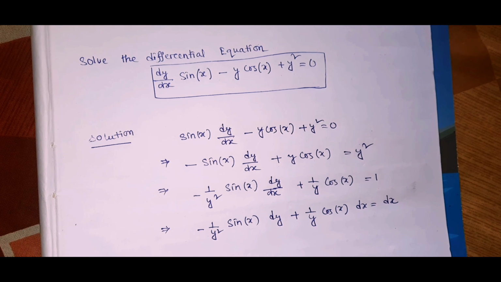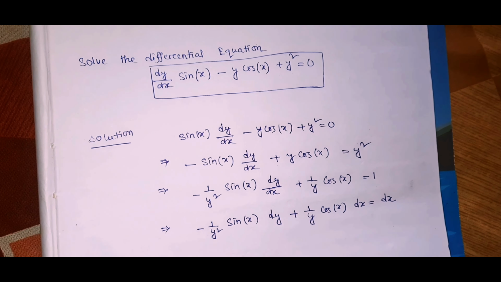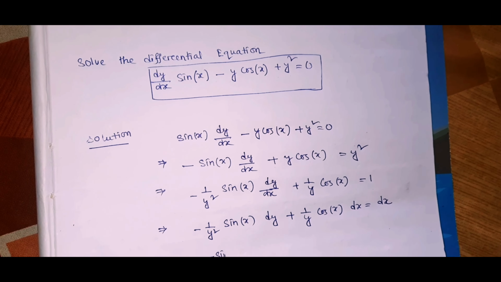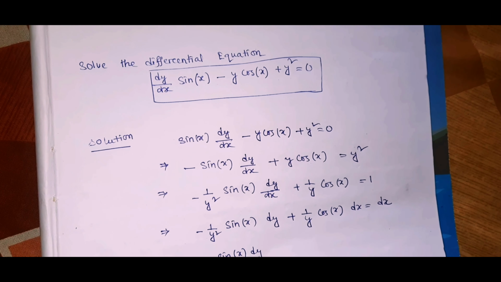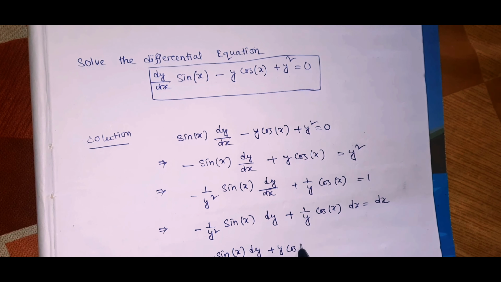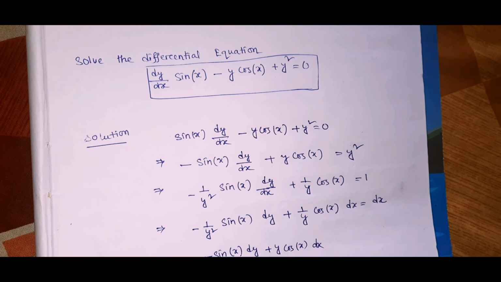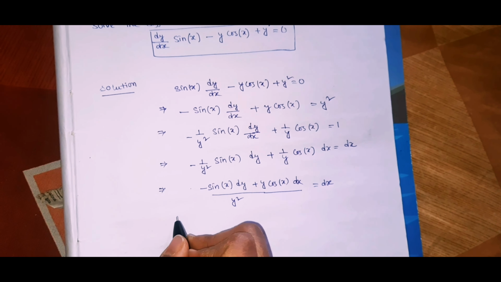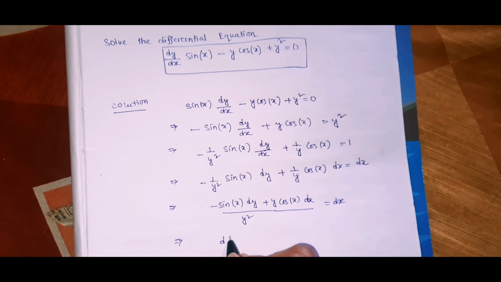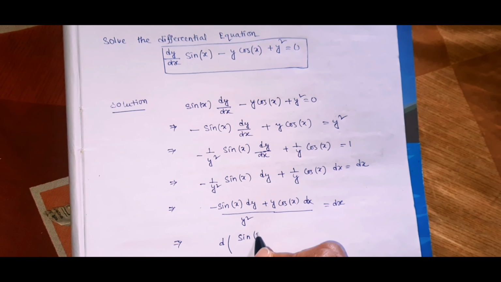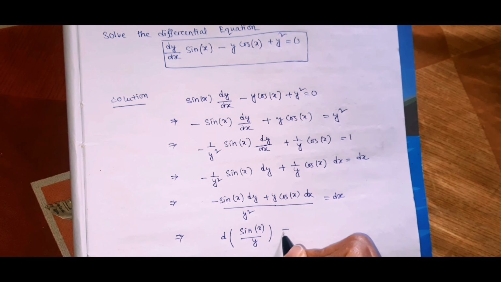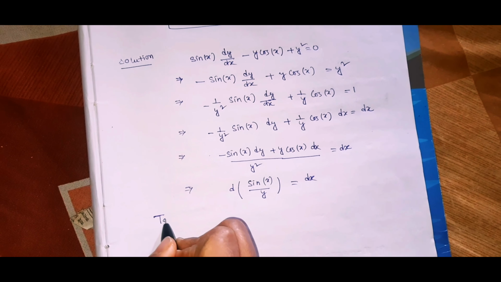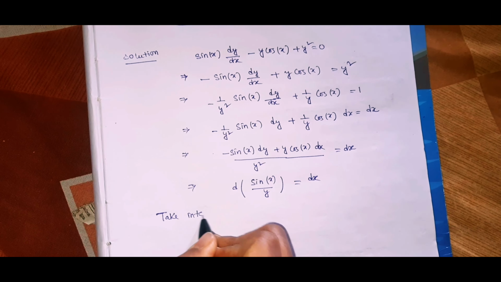We see that the first part of this equation, as we use the dividing formula, then we get minus sin x dy plus y into cos x dx divided by y square dx. This is the formula of d of sin x by y. Now we take the integration on both sides.